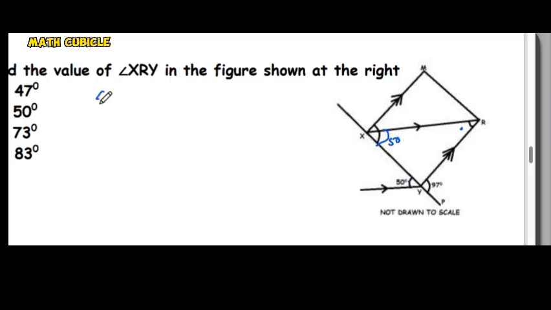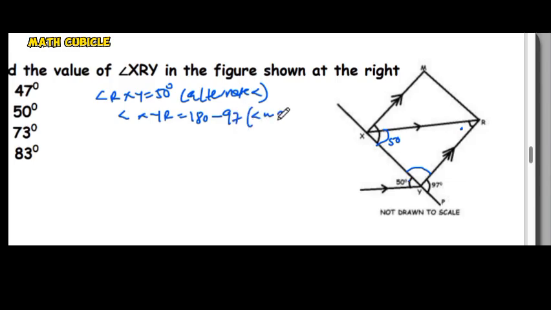That is angle RXY is equal to 50 degrees. Alternate angle. If this is 97, then this angle, this is a straight line. Sum of angles on a straight line is 180. So angle XYR is equal to 180 minus 97, angle on a straight line. 180 minus 97, that's 83 degrees. So this angle is 83.